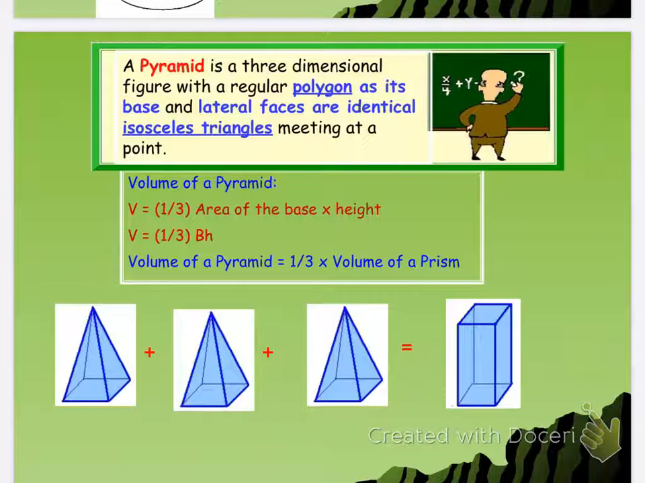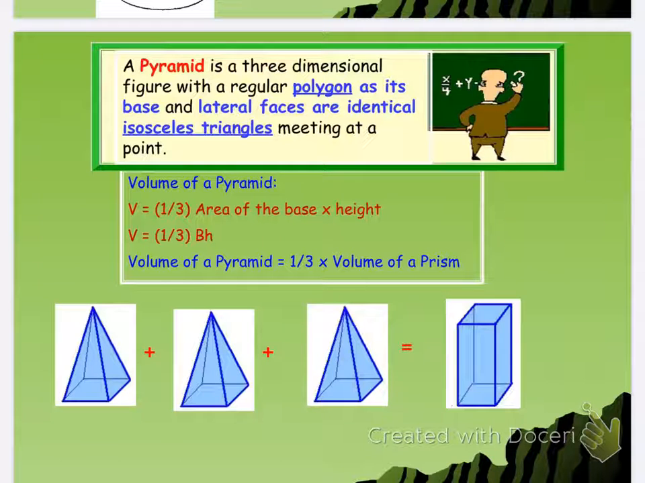Okay, so we have the definition. A pyramid is a three-dimensional figure with a regular polygon as its base, and lateral faces that are identical isosceles triangles. Remember, isosceles triangles have two congruent sides meeting at a point. The volume of a pyramid is 1/3 the area of the base times the height. The volume of a pyramid is 1/3 the volume of the prism.